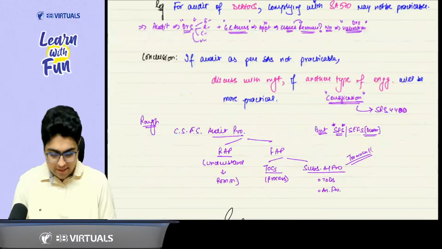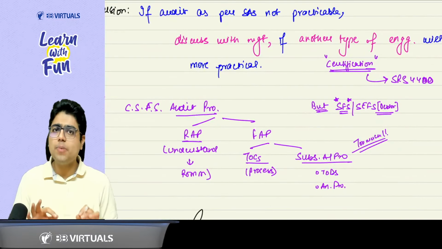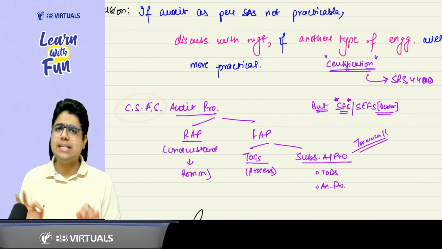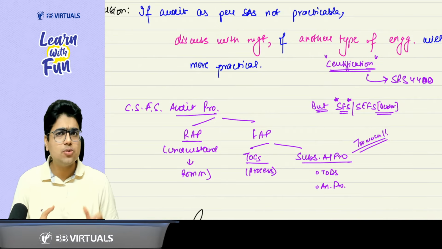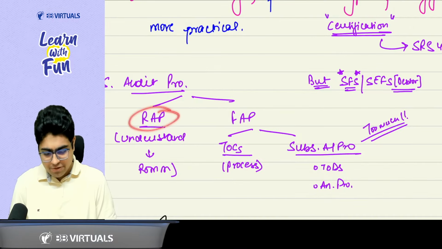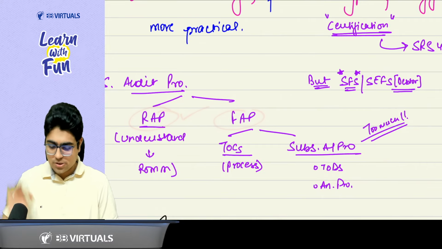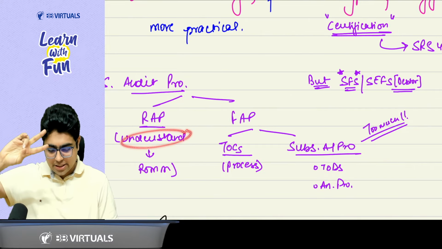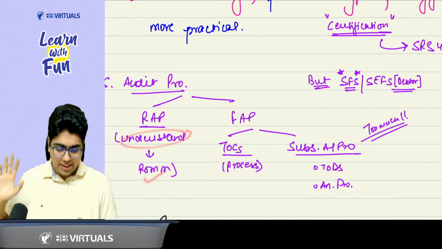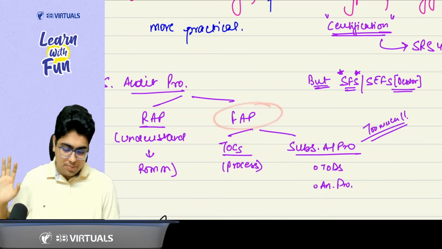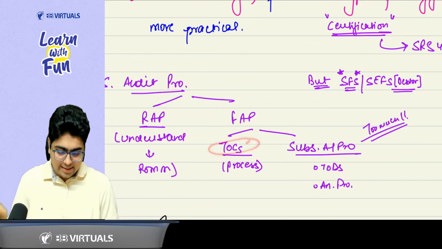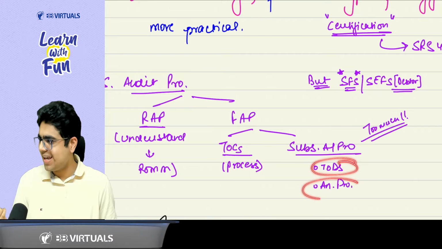Understand one thing. Whenever you do a proper audit, let's say the audit of the complete set of financial statements, what audit procedures do you do? Sir, we do RAP, we do FAP. RAP means risk assessment procedure to understand the entity, environment, internal control, to identify and assess the risk of material misstatement. And then you do further audit procedure, that is you test the processes, that is the test of control. And then you test the amounts, that is substantive audit procedure, which includes test of details and analytical procedure.